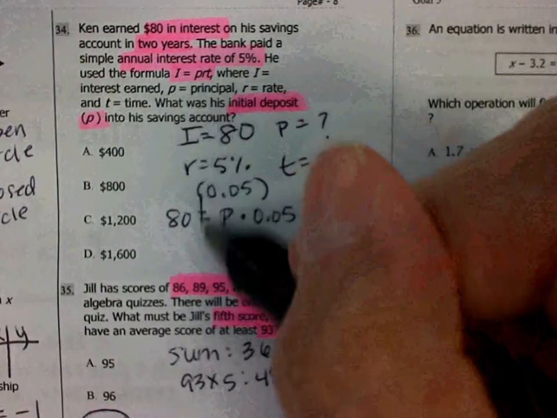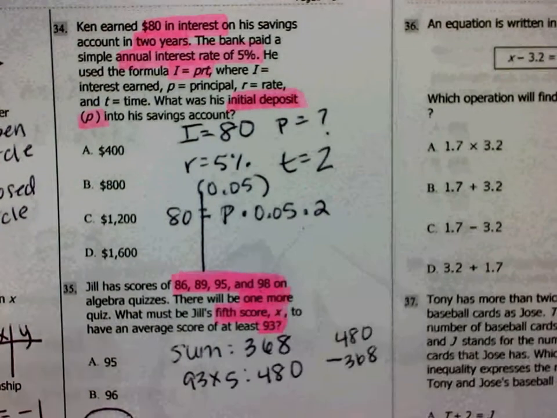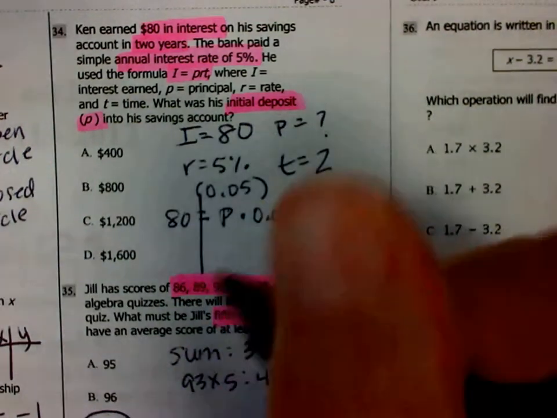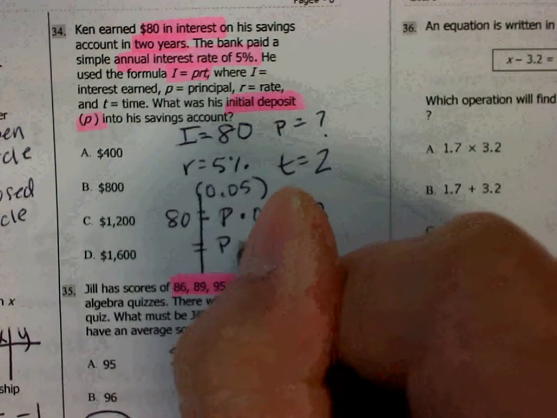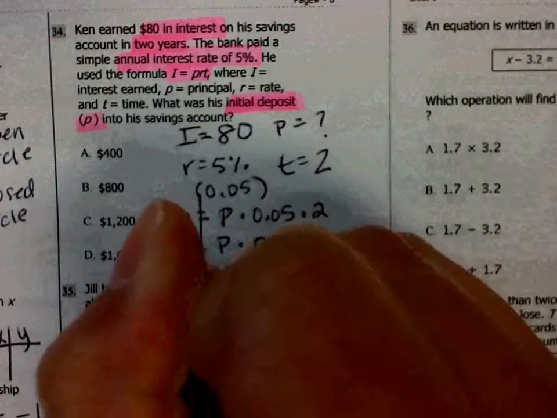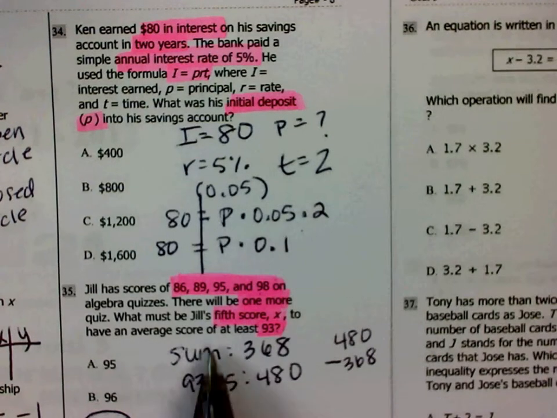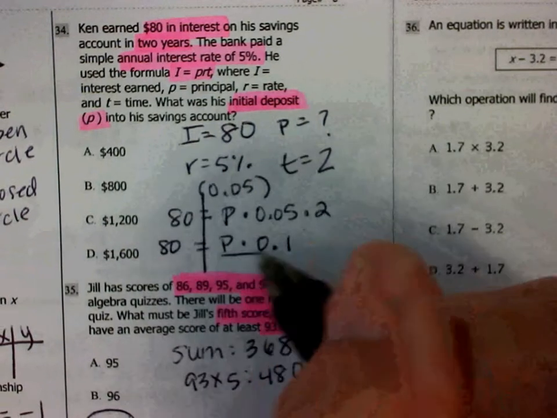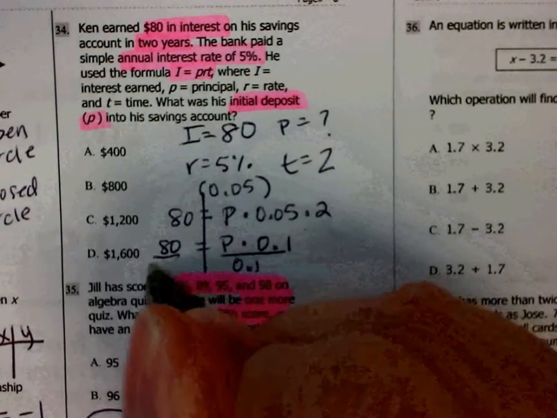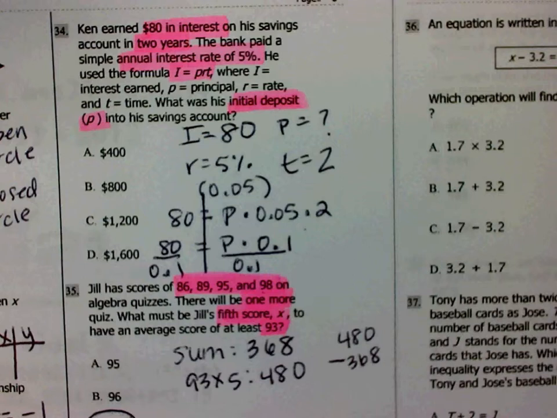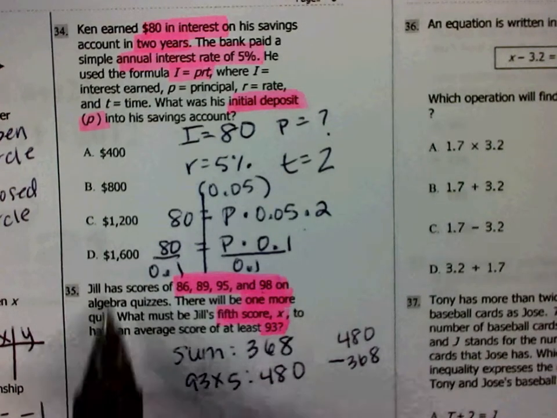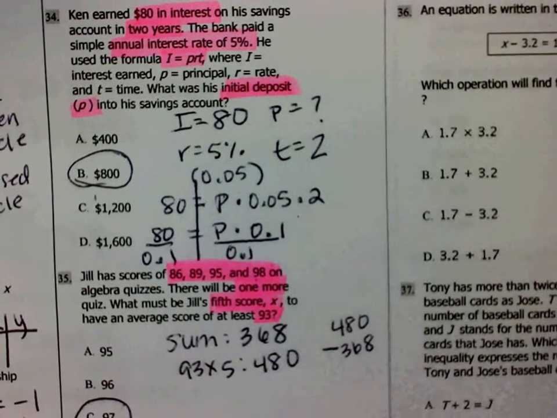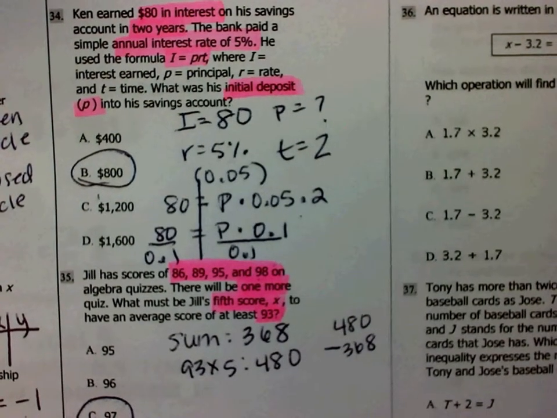I am going to draw my great divide. On the left-hand side here, I'm going to do 0.05 times 2, which gives me 0.1. That equals 80. This is multiplication between the P and the 0.1, so I'm going to undo that by dividing both sides by 0.1. 80 divided by 0.1 is 800, which means my principal is $800. That's how much money Kent deposited in his account.